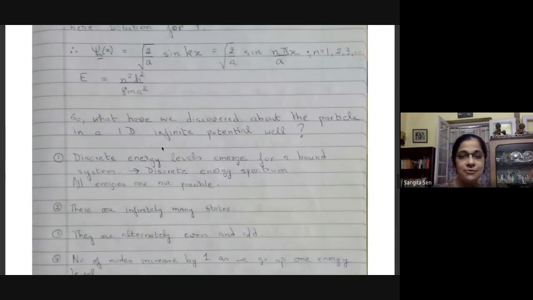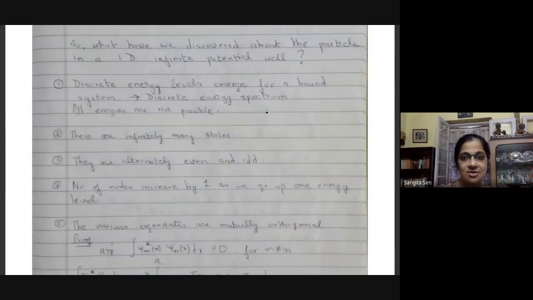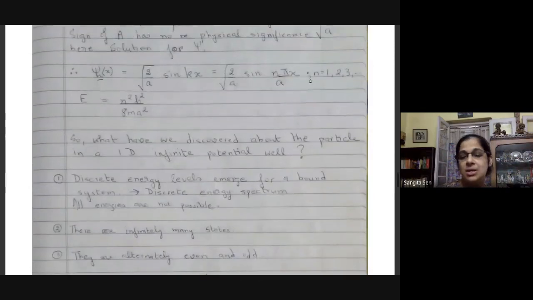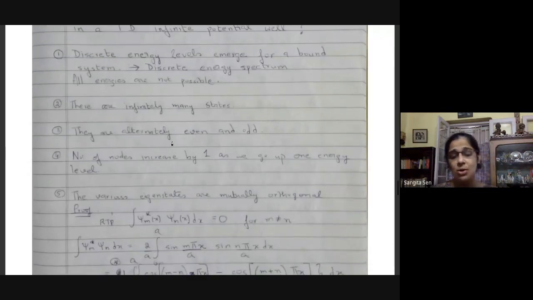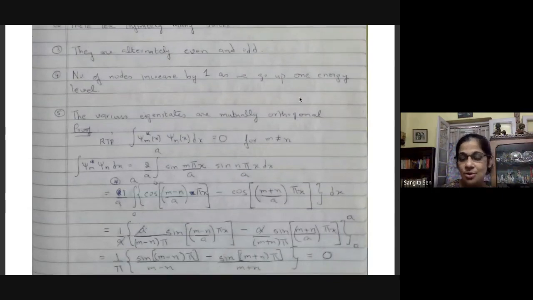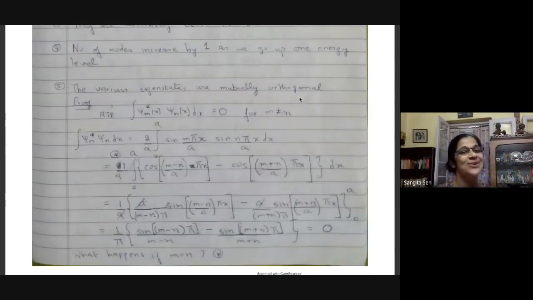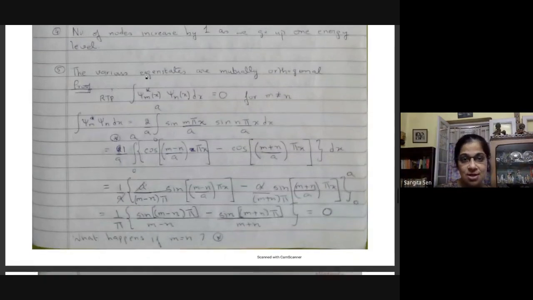So what are the features that we can uncover from this wave function? Let's look at this. Like I said, there is a discrete energy spectrum. There is no limit on the value of n, so there are infinitely many states. The solutions are alternately even and odd. I forgot to draw the picture here. I drew it later, so I will explain that in a minute. Also, the number of nodes I will explain in a minute because I forgot to draw the picture here. And then the various eigenstates are mutually orthogonal. We can prove this, of course.